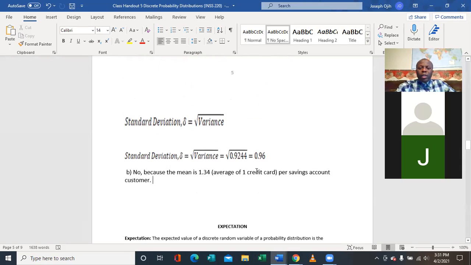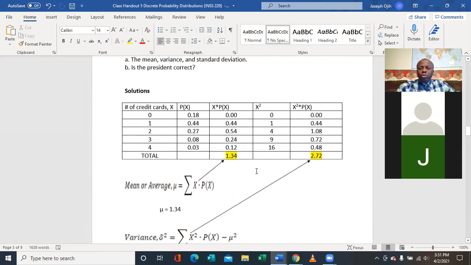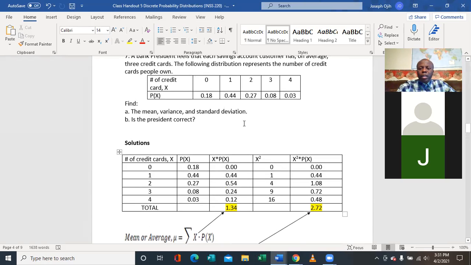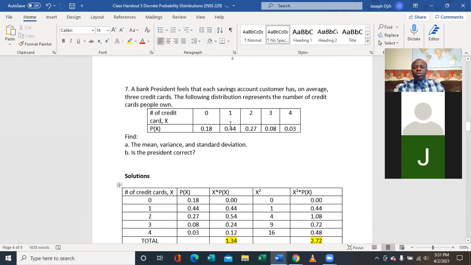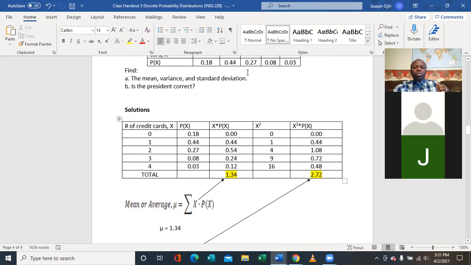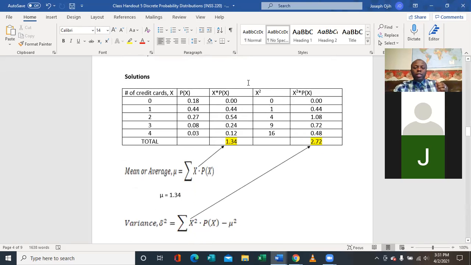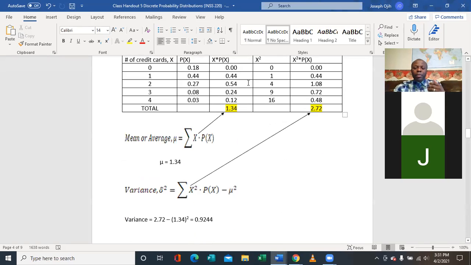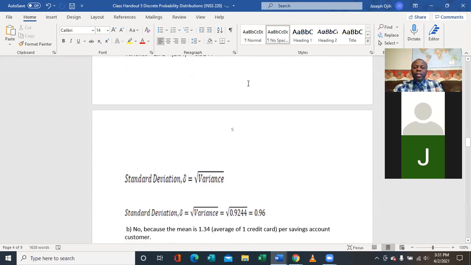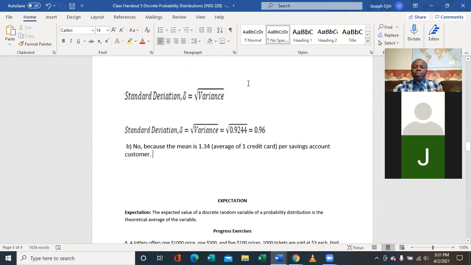Now, you can see why I decided to use the application problem, because we can use it to learn how to get the mean, variance, and standard deviation of a probability distribution, and at the same time, also answer the implication of our results by saying either the bank president is correct or that he's not correct.